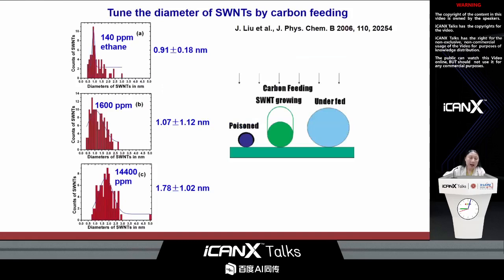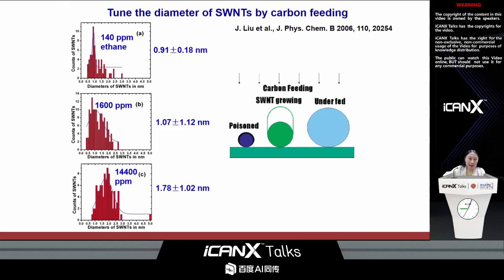This idea comes from our previous experience in tube growth, and also a report from another group. This is a report from Professor Jie Liu at Duke University in the United States. They used a nickel catalyst with a very broad size distribution, and just changed the concentration of the carbon feeding gas. When they used a higher carbon feeding condition, they got nanotubes with larger diameter. When the carbon feeding was lower, they obtained carbon nanotubes with smaller diameter.